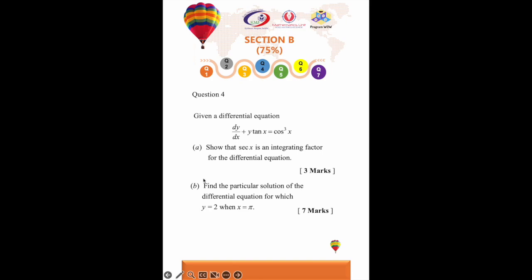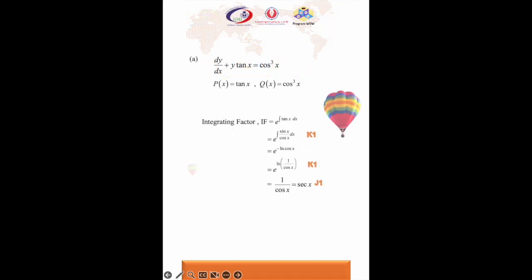So first part, before anything else, you have to make sure that your equation is in the form of dy/dx plus P(x)y equal to Q(x). Okay, so this expression is already being arranged. So you just need to extract out the P(x). So the P(x) is this. So we need to show that P(x) can make an integrating factor secant x. So first thing first, we take out the P(x).